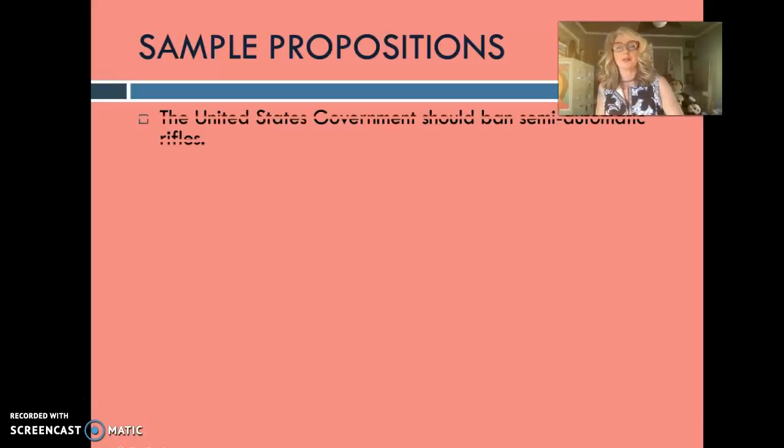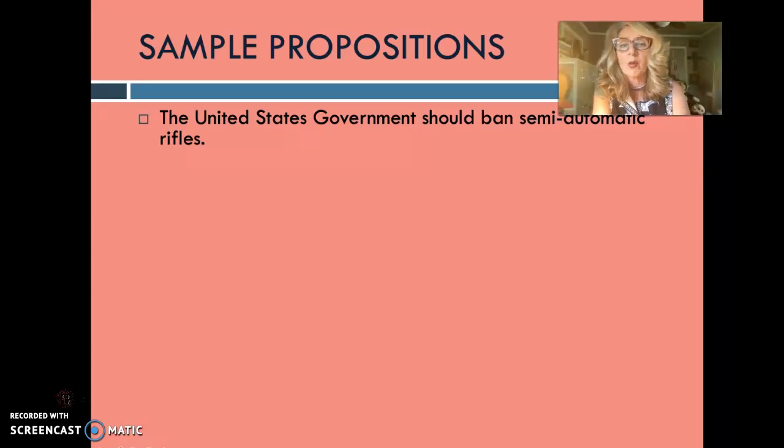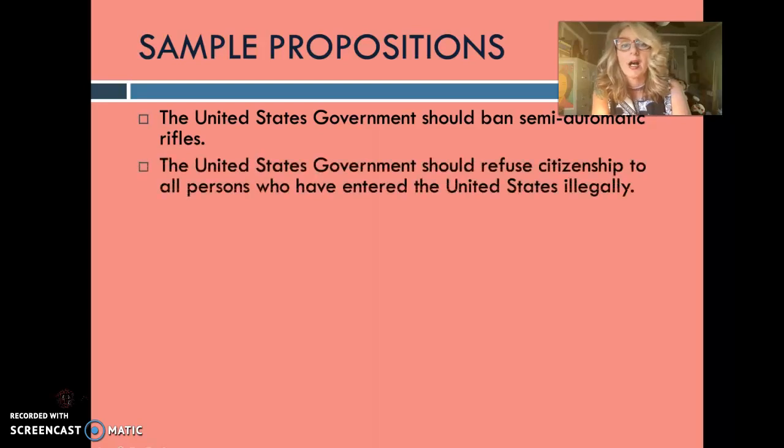Sample propositions. The United States government should ban semi-automatic rifles, right? Who's the agent? The United States government. What do you want them to do? Ban. You want them to ban. Keyword ban. Ban what? Semi-automatic rifles.